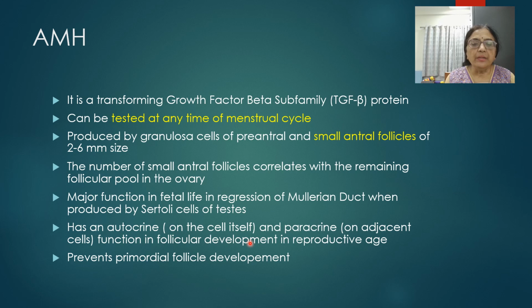It has an autocrine function, that is on the cell itself, and a paracrine function, that is on adjacent cells. Autocrine and paracrine functions act in follicular development in the reproductive age of the adult female. What it mainly does is prevent further development of primordial follicles. So once there is recruitment and a pool of pre-antral and antral follicles, it prevents the same development in the surrounding or adjacent follicles. That is its main action: it inhibits the further development of primordial follicles.